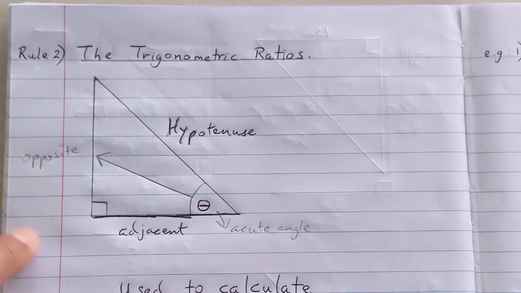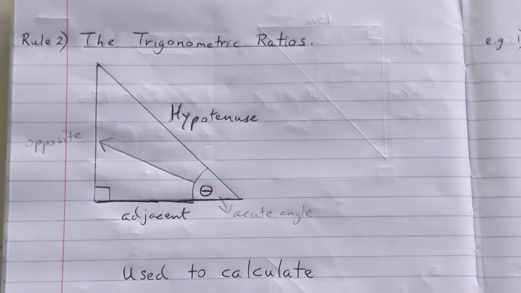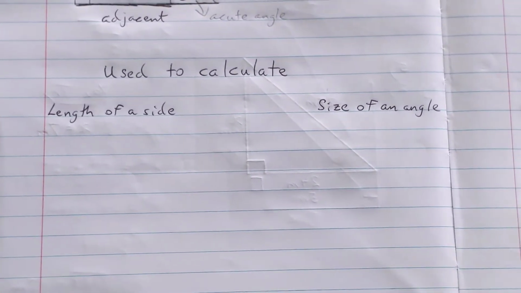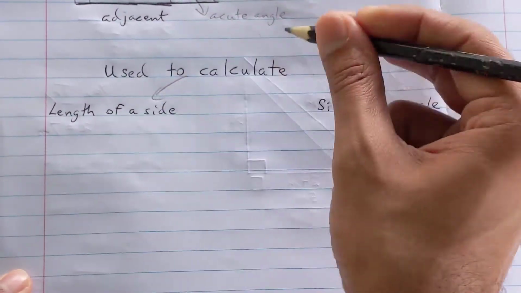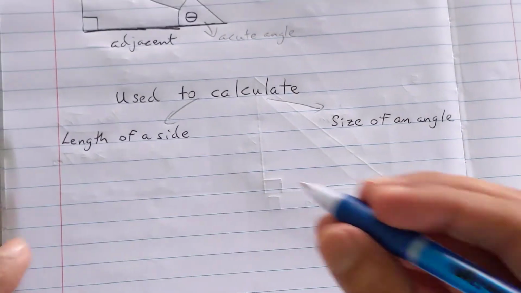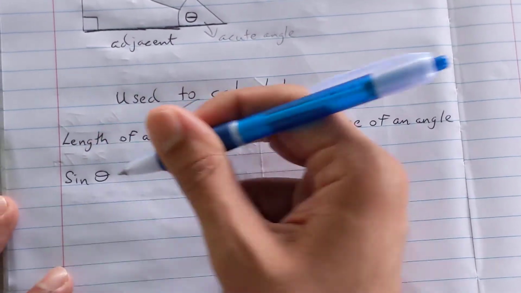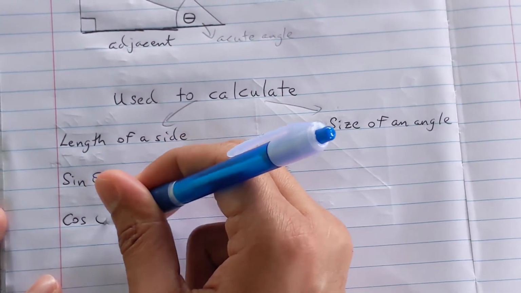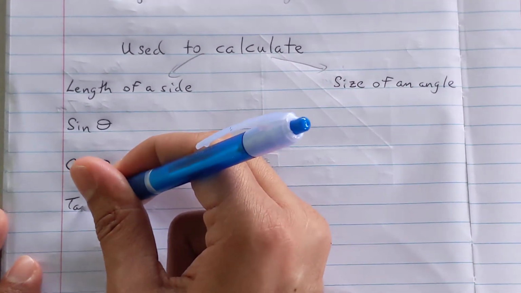So these are the new names we use when we doing the trig ratios, and the trig ratios, just to introduce them to you, although you'll probably come across it at some point before. So the trig ratios will be used to calculate either the length of a side or the size of an angle. If you're going to use the length of a side, we have three options. We have sine of the angle, theta. We have cosine, which we shorten with cos theta. And then we have tangent, which we shorten with tan theta.